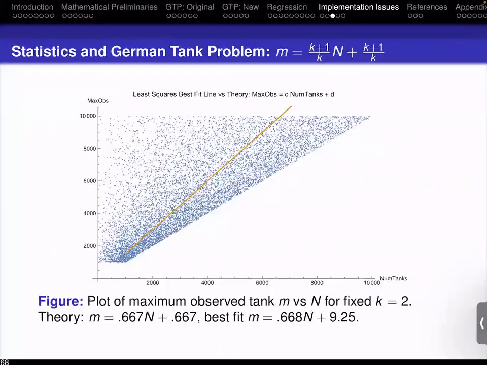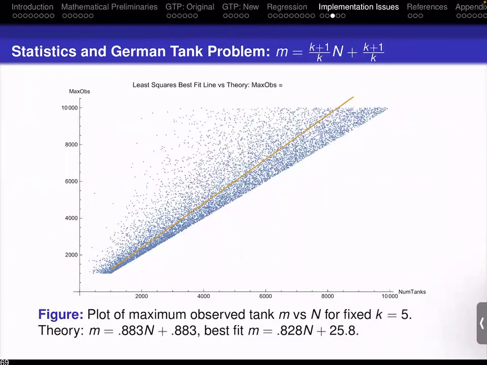All right, so instead of doing k equals 1, we can do k equals 2. And now the theoretical line is 0.667n plus 0.667. The best fit line is 0.668n plus 9.25. So again, absolutely wonderful fit. If we go up to k equals 5, as before, it's getting tighter. Theory is a slope of 0.883. We're getting a slope of 0.828. Again, extremely reasonable.